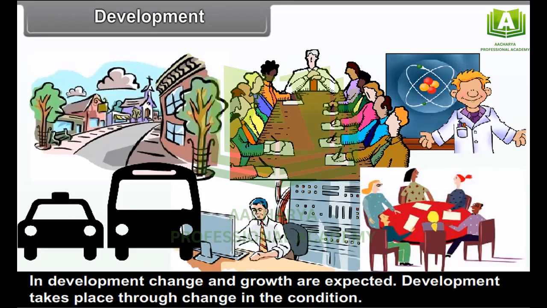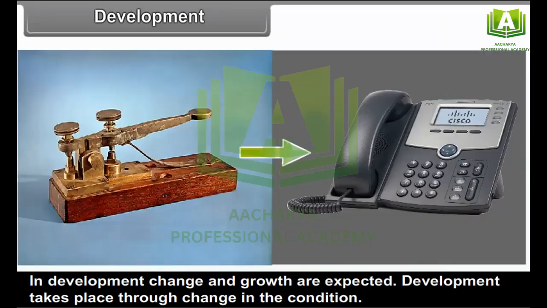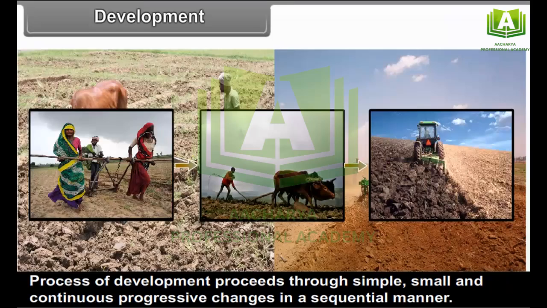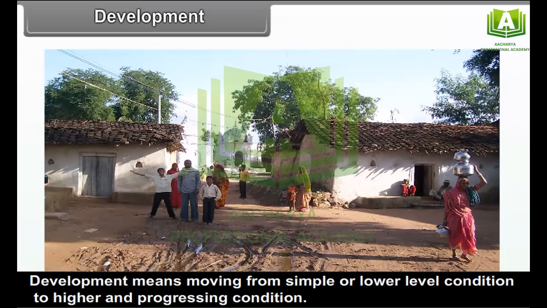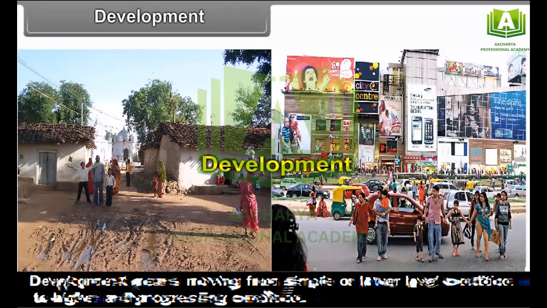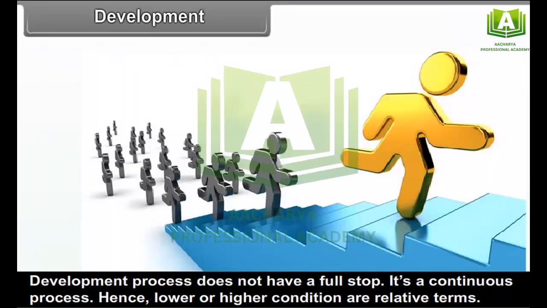Development. In development, change and growth are expected. Development takes place through change in the condition. Process of development proceeds through simple, small and continuous progressive changes in a sequential manner. Development means moving from simple or lower level condition to higher and progressing condition. Development process does not have a full stop. It is a continuous process.